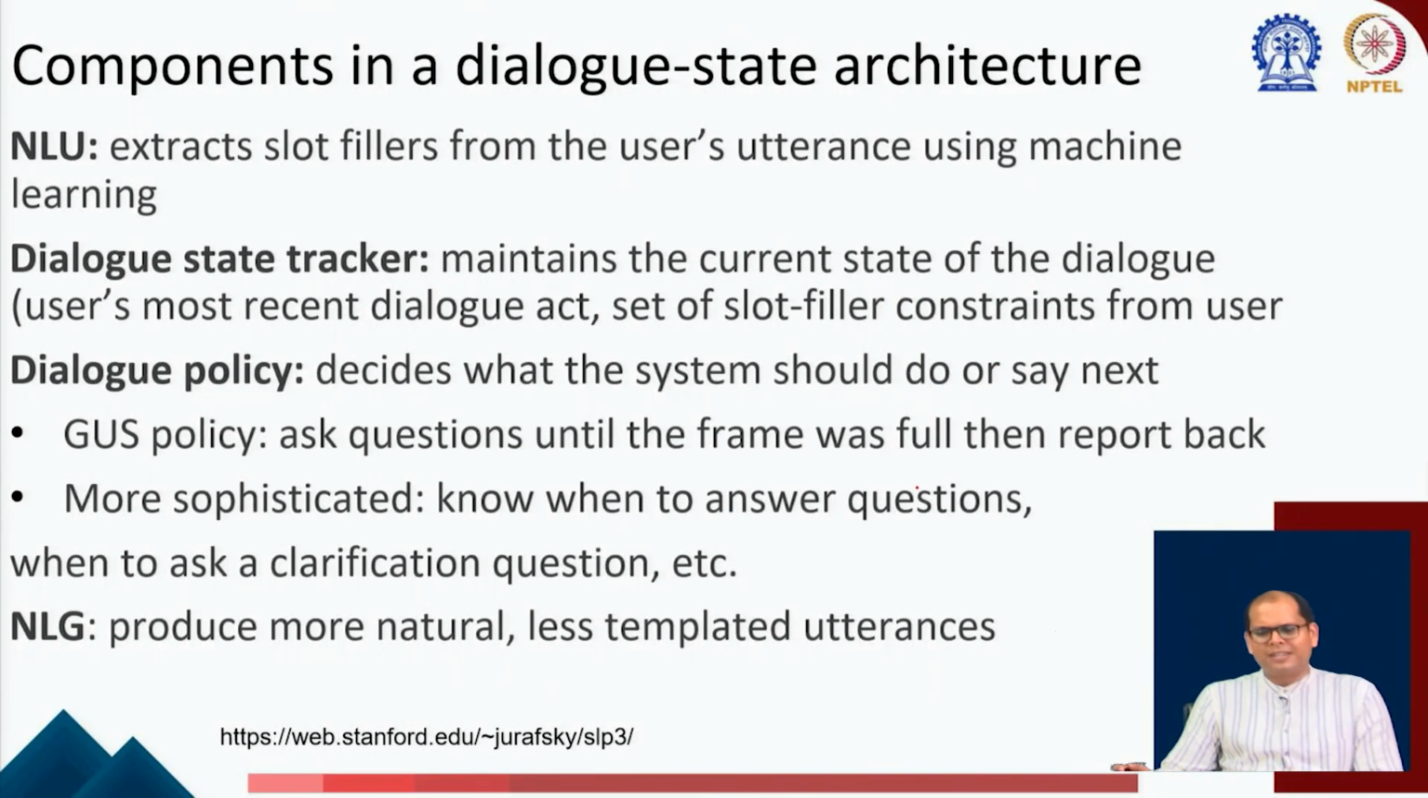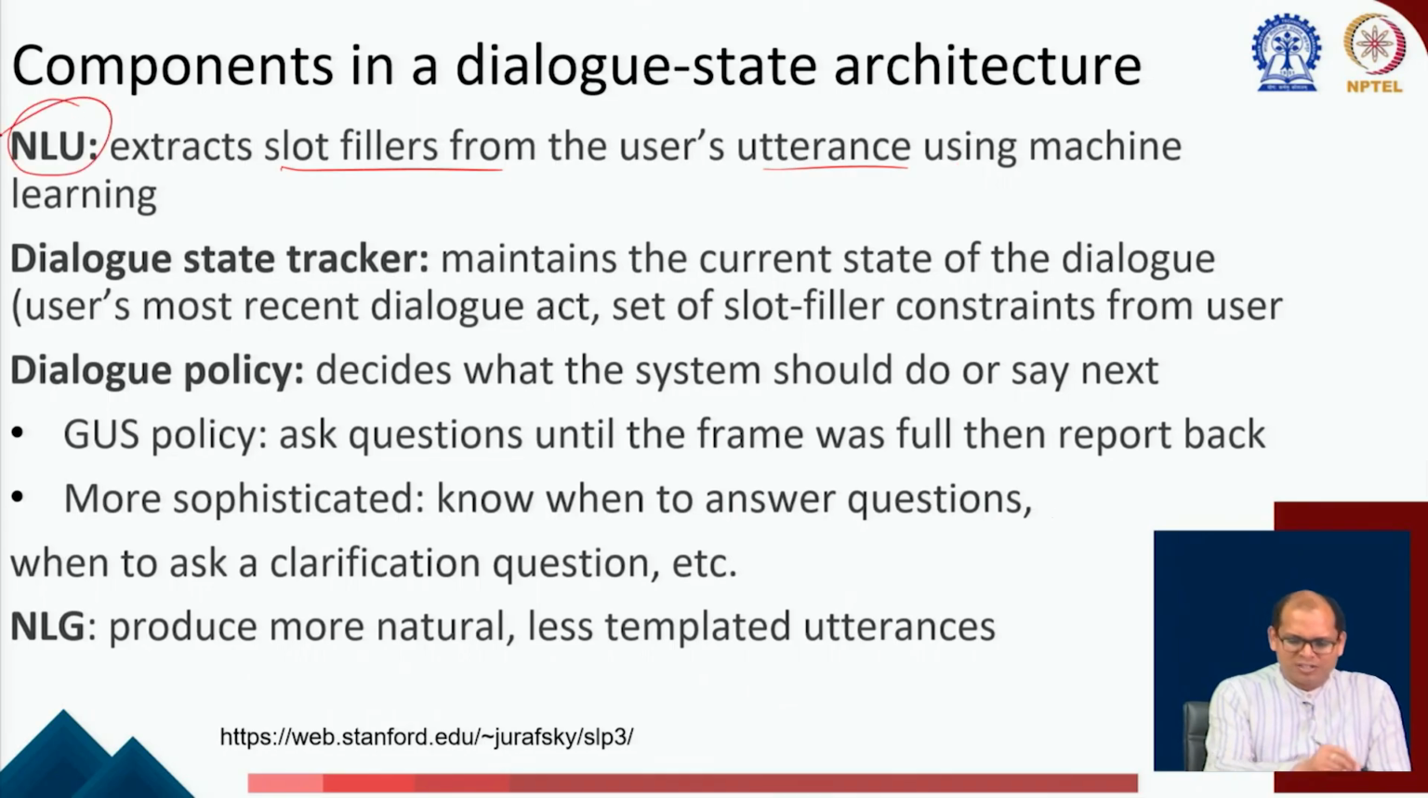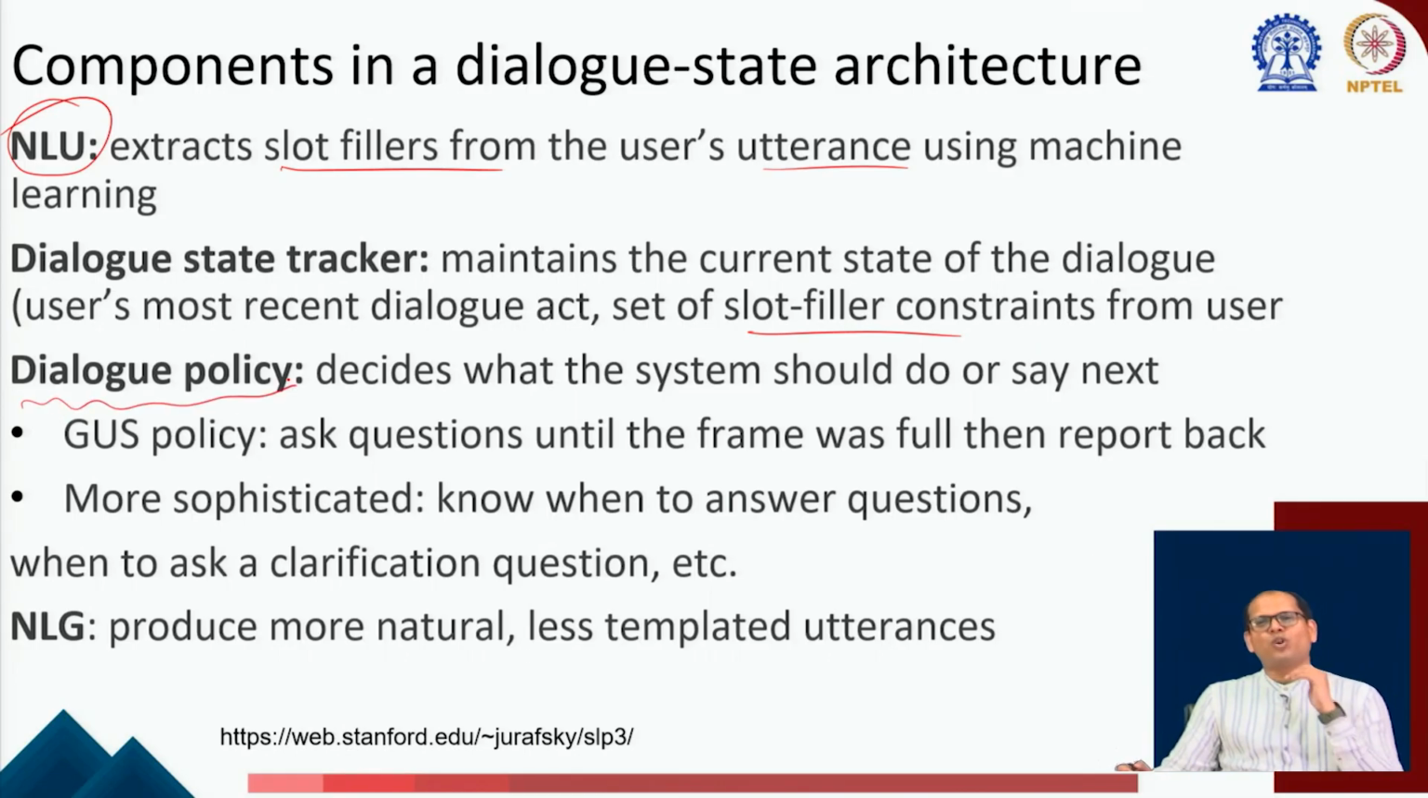So what are the components in a dialogue state architecture? You want to first extract the slot fillers from the user sentence using machine learning, that is the natural language understanding part. Then you have the dialogue state tracker, that is, what is the current state of the dialogue, right? So what are the slot filler constraints the user has already provided? So that is what you should have. What is the domain and intent? What are the slots and values that you already know? And then one very important thing is the dialogue policy, that is, what you should do next or say next, right? So like in the GUS system, the policy was that you keep on asking questions until the frame was full, right?